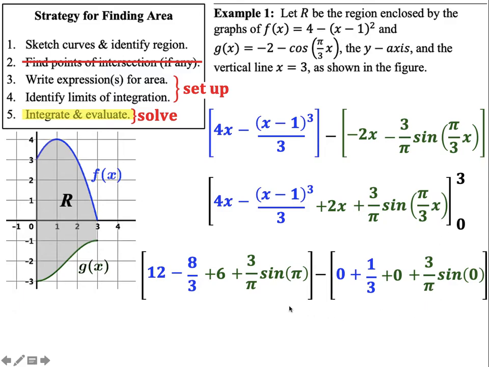Okay, so now I can start evaluating. So sine of pi is 0. That's over on the left-hand side of the unit circle. Sine of 0 is 0. That's really nice. So I'm left with 12 minus 8/3 plus 6. And then coming over here, minus 1/3. And then everything else is 0. So we've got 12, and then if I take the two fractions here, that's minus 9/3, which is 3. So 12 minus 3 is 9, plus 6 is 15. So the answer is 15 square units. So that's the area of that region R.